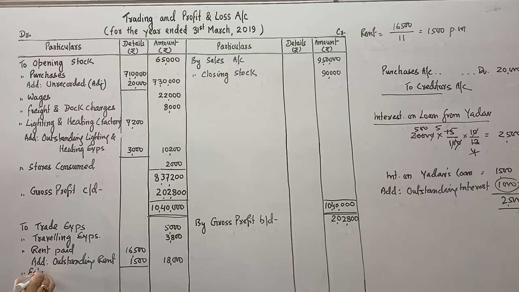After rent, you see the establishment charges. Establishment charges are indirect expenses. Establishment charges is 18,000. Write the establishment charges.